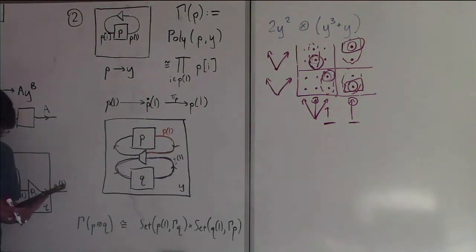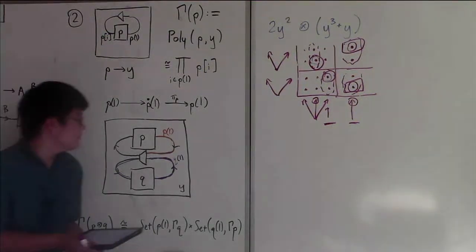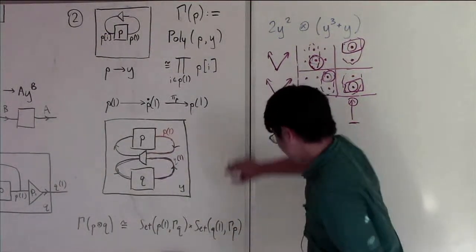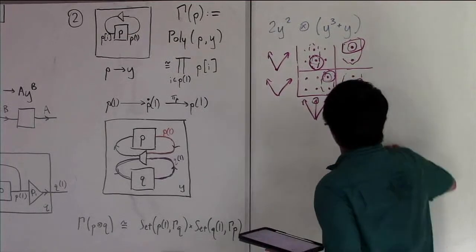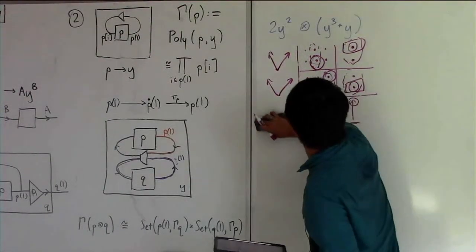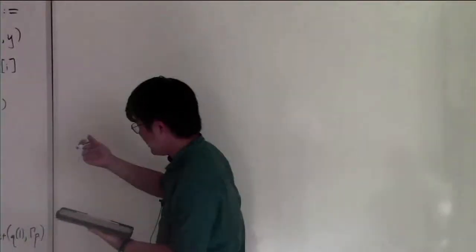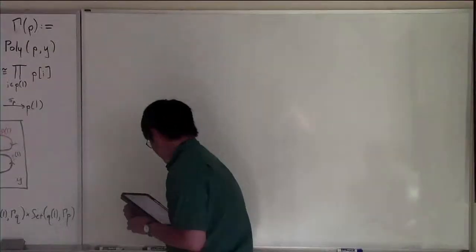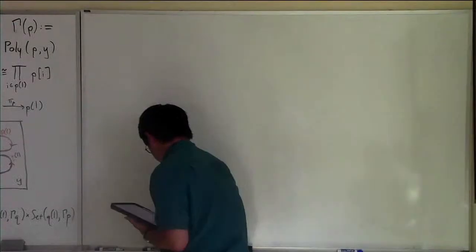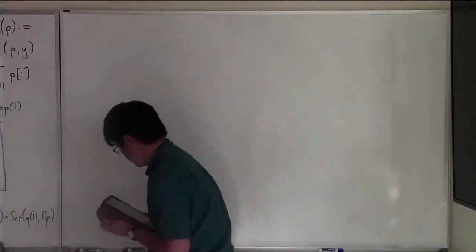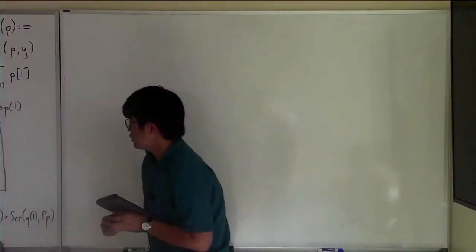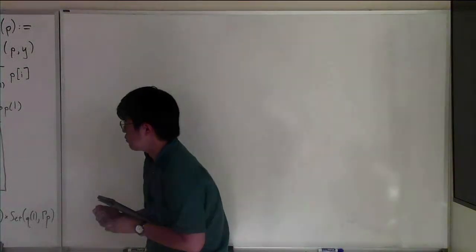And I'm actually going to erase this example. This might remind you of the idea of closure. So we're going to talk about the closure of this parallel product, this tensor product that we have.